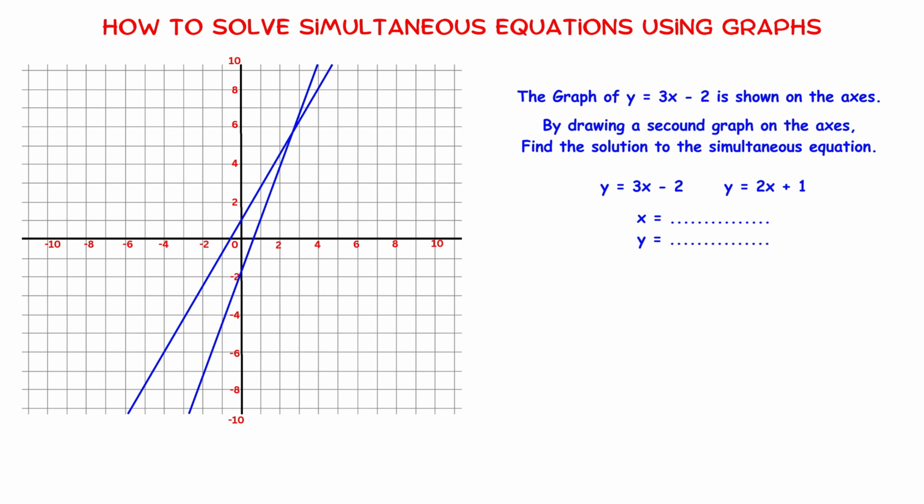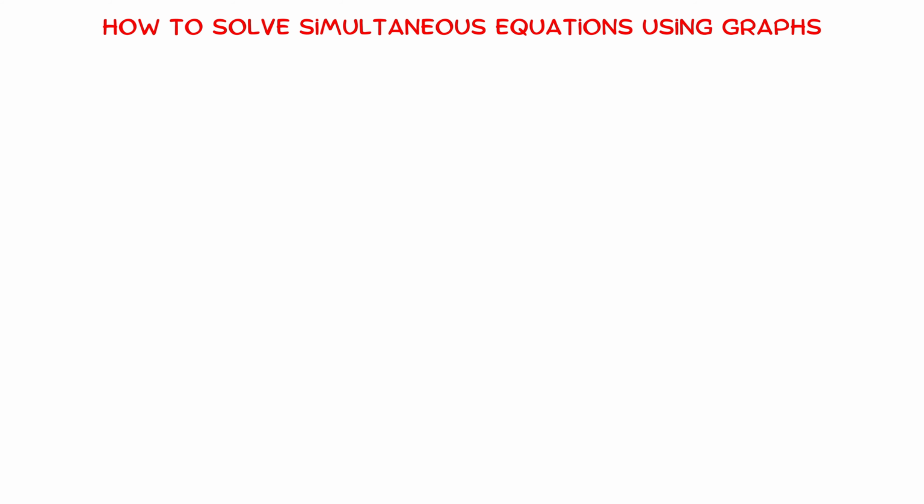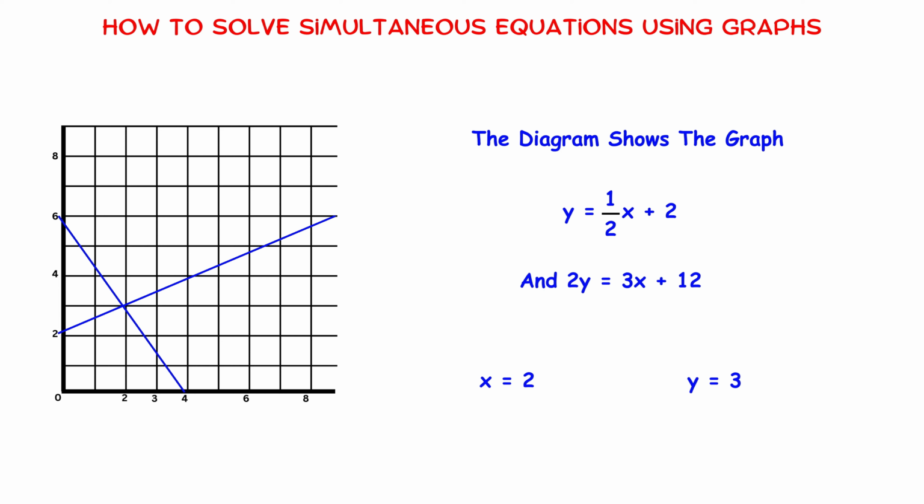Bonus question now. Sometimes you can also get questions like this where they've already drawn both of the lines for you, and all you have to do is find the point of intersection, which in this case would be (2, 3). So you just put x = 2 and y = 3 anyway.